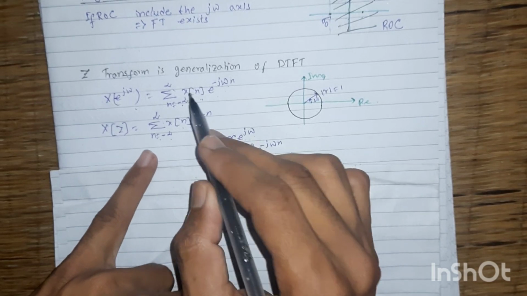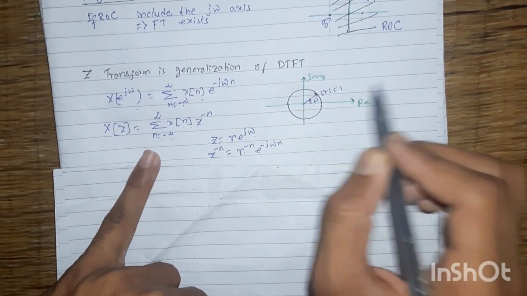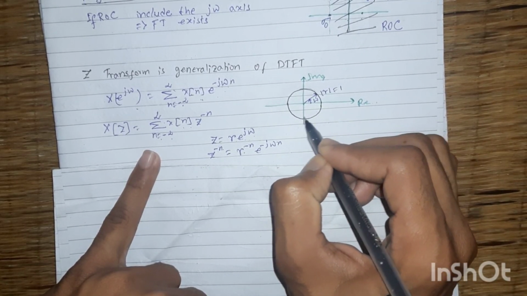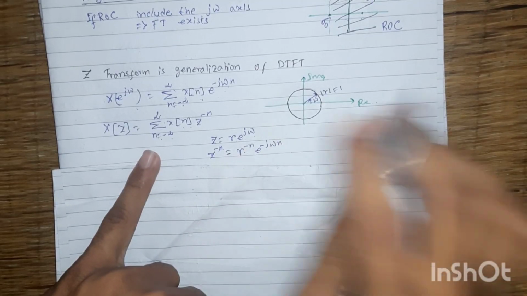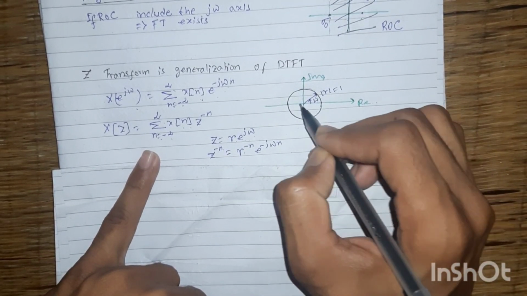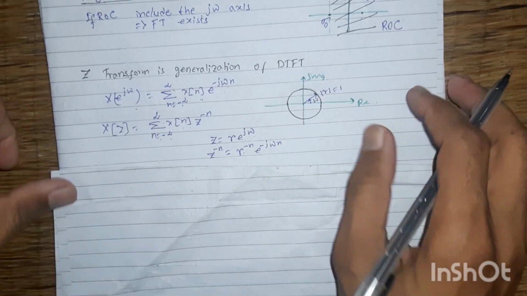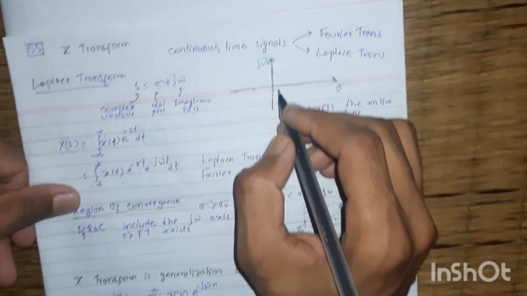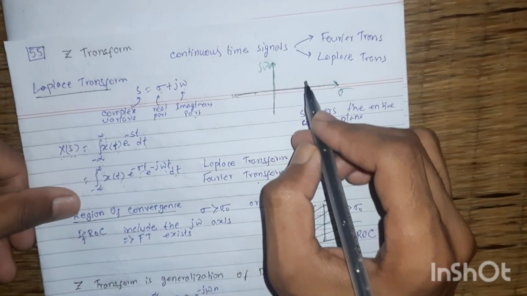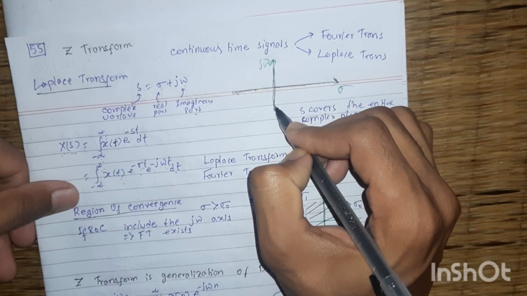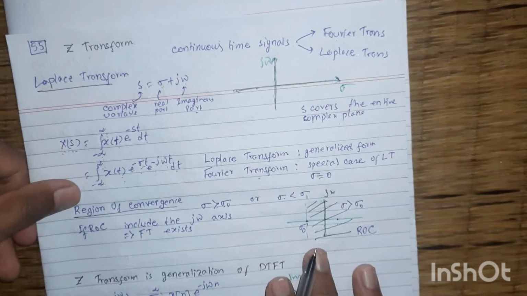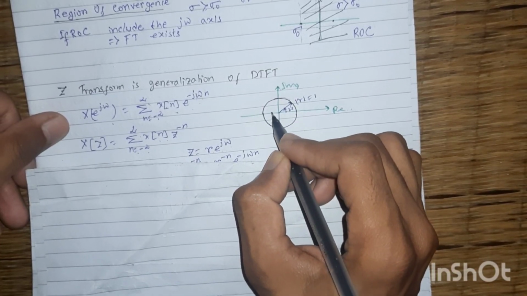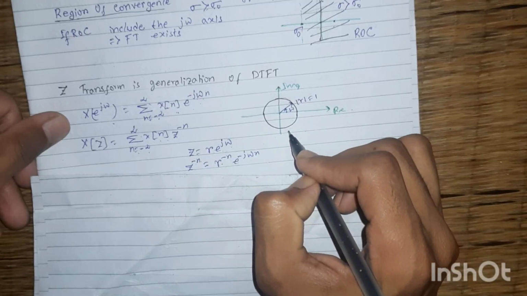But in the case of the Z transform, our r is from 0 up to infinity. Means in the case of a discrete time system, the Fourier transform is bounded to the unit circle, but the Z transform takes the entire complex plane. Similarly, the Fourier transform is only on the j omega axis, but the Laplace transform covers the entire S plane.